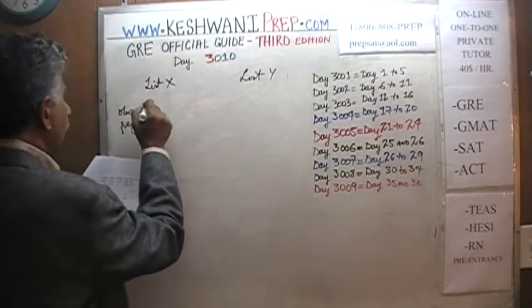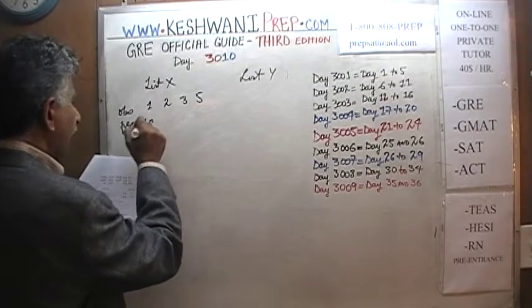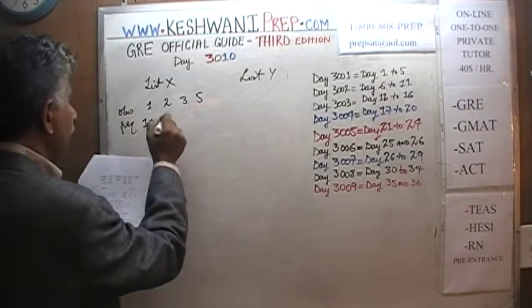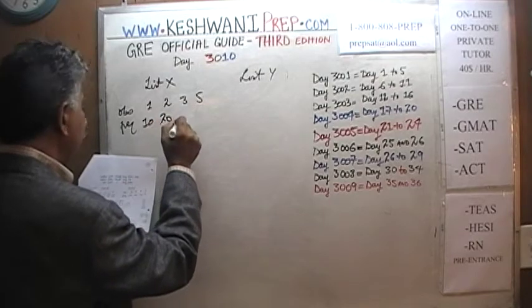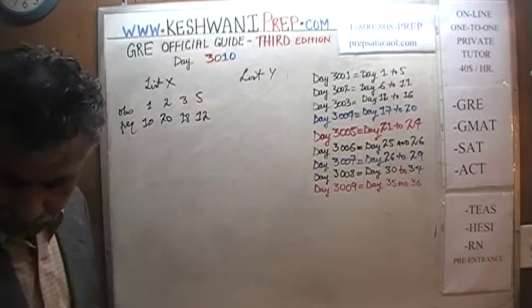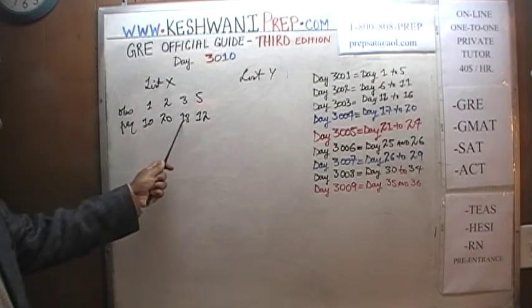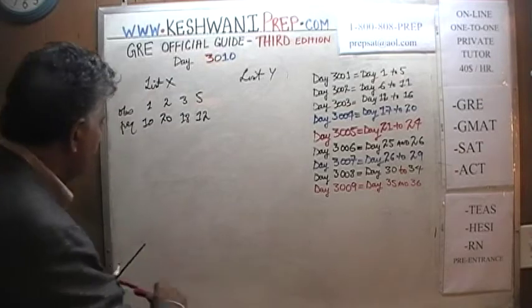And we have 1, 2, 3, and 5. And we are told that 1 appears 10 times. We are told that 2 appears 20 times. We have 20 2s, we have 18 3s and 12 5s. And you can see there, 10 plus 20 is 30. 30 plus 10 is 40. See, this is what I'm doing here.